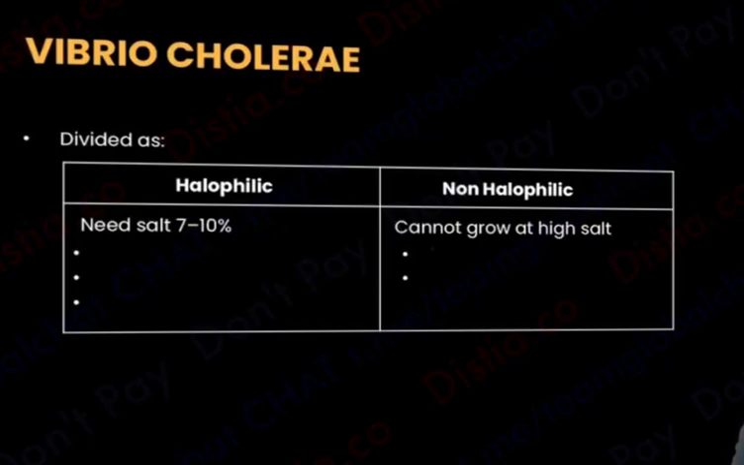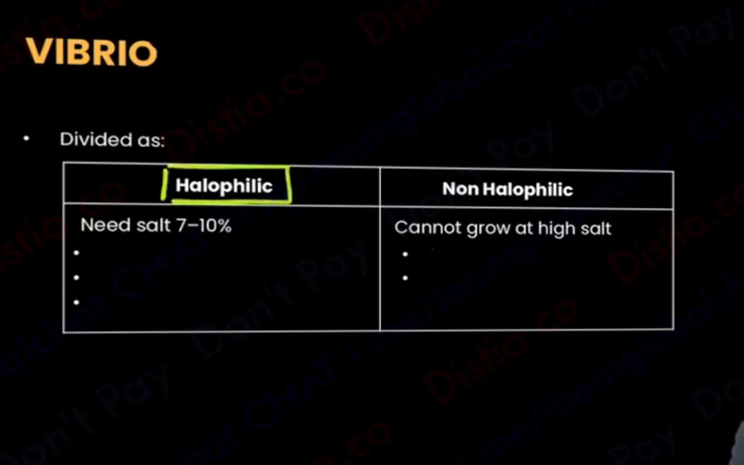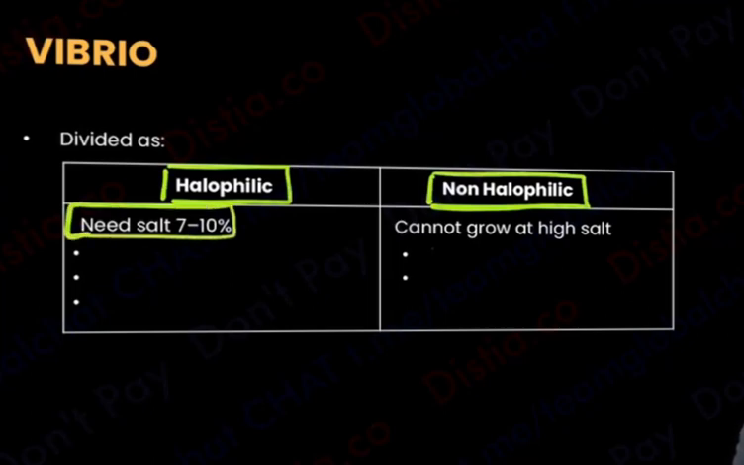I know all of you are very familiar with only Vibrio cholerae, but I'm going to erase that memory of yours for the time being and tell you that this is not the only Vibrio that you have in the world. There's a division known as halophilic Vibrio and non-halophilic Vibrio. Halophilic ones are those which need salt. How much salt? 7 to 10% salt. And non-halophilic are the ones that cannot grow in high salt. They don't need salt.